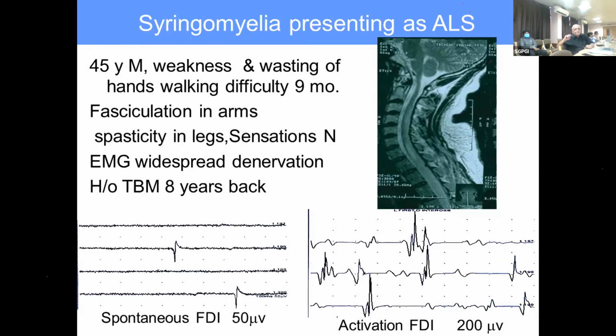But what is more important is to look for fibrillations. If there is a lot of wasting, you must have a lot of fibrillations, whereas in Syringomyelia, mainly you will see reinnervation and very little fibrillation. So this judgment has to be made, and of course the radiology will help.